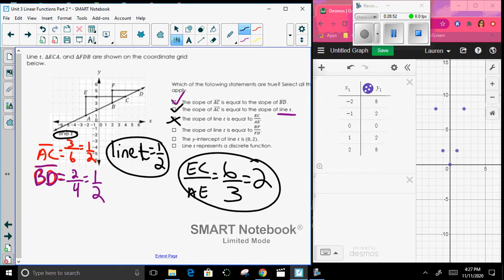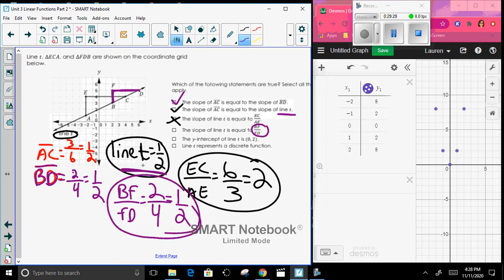The next one asks me if the slope of line T, which I know is 1/2, is equal to BF divided by FD. So I've got to find that. Where is BF? BF is this vertical spot right here, which looks to me like it's up 1, up 2. So it's 2 units long. Oh, that's FD. And FD looks to me like it's this one right here, and it's 1, 2, 3, 4 units long. So 2 over 4 reduces to 1/2. So is the slope of line T the same as BF divided by FD? It is.